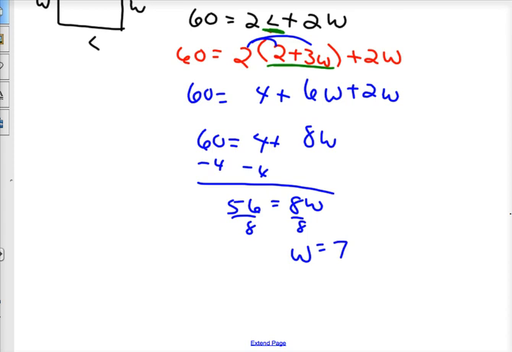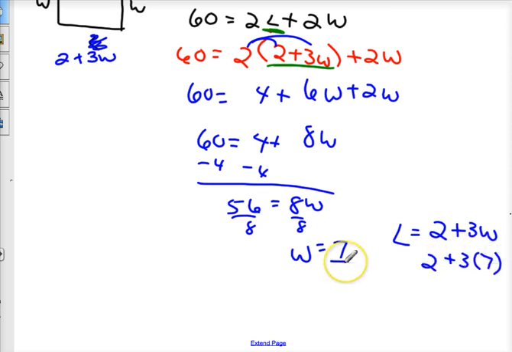And then I said I want to know both dimensions, I believe, so we need to find the length. And let's recall that the length is 2 plus 3 W's. That's what we're told. So I can change the W into 7 like we just found. That's this 7 right here. It's a W, so I'm going to put 7 in for that W. Therefore, length is 2 plus 3 times 7, 21.